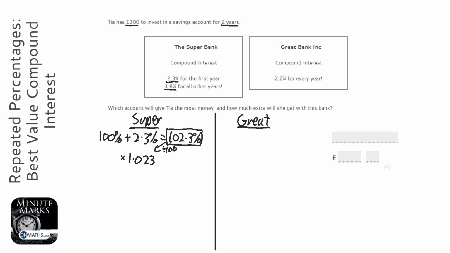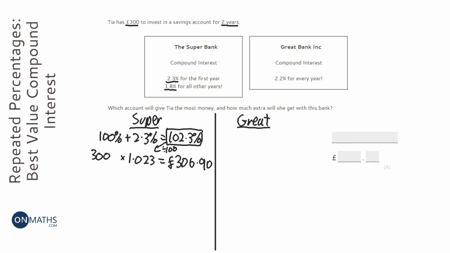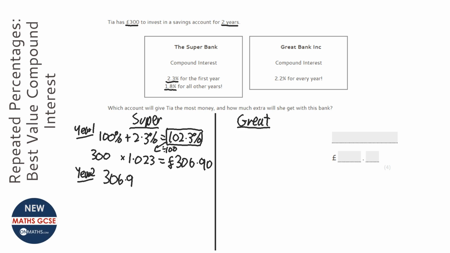So if I times 300 by that, that will tell me what we have after year 1. Let's do that on a calculator: 300 times 1.023. You might need to press S to D. And that is £306.90. Okay, so that's year 1, and we might as well just write year 1 somewhere. Okay, so year 2, we've got that £306.90, and we need to work out the multiplier for 1.8.